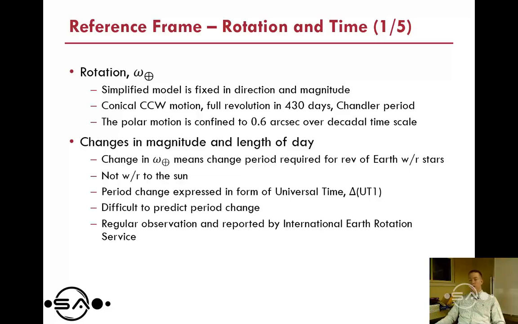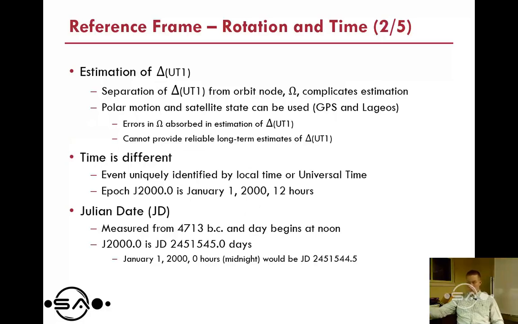So really we require regular observation, and those regular observations are taken and reported by the International Earth Rotation Service. So like I said, you can use your polar motion in your satellite state to estimate, but obviously the errors in the right angular ascending node, or the longitude of the ascending node, are absorbed in the estimation of that change in period.